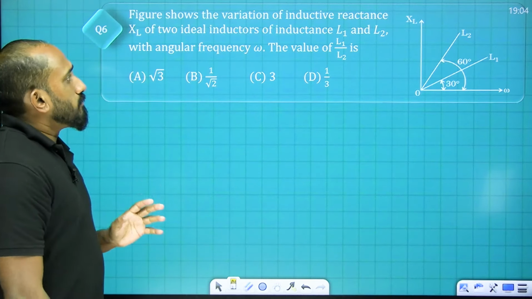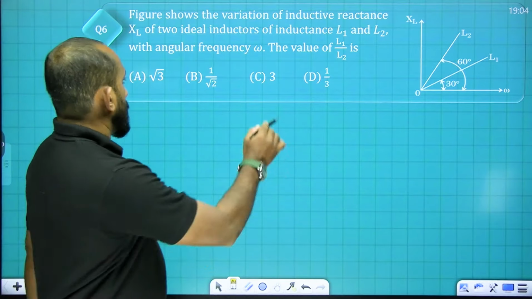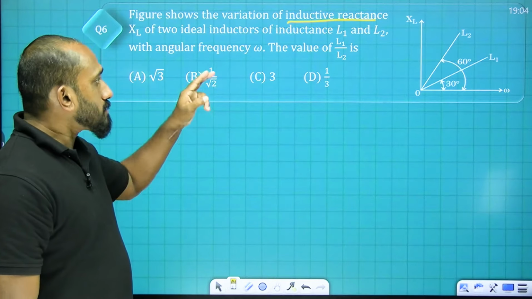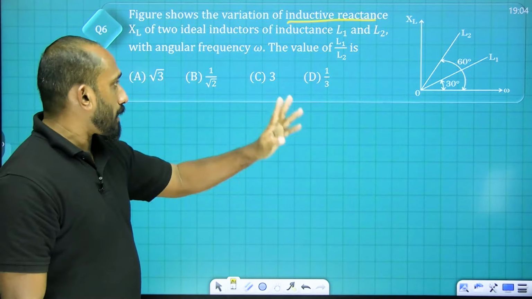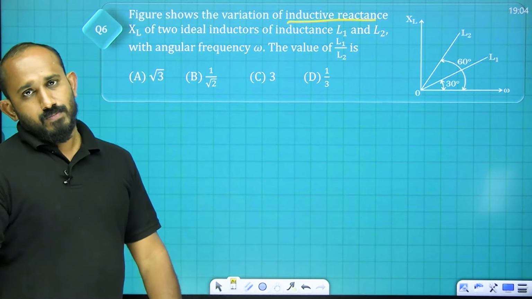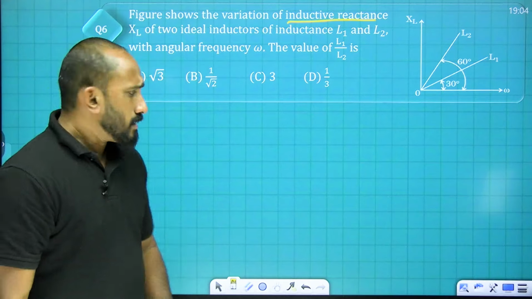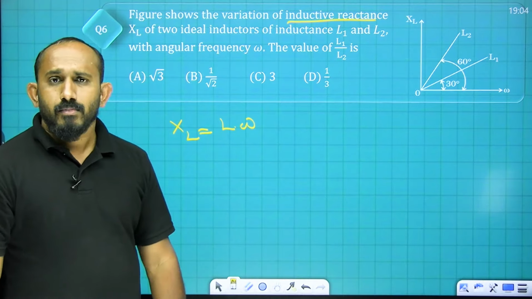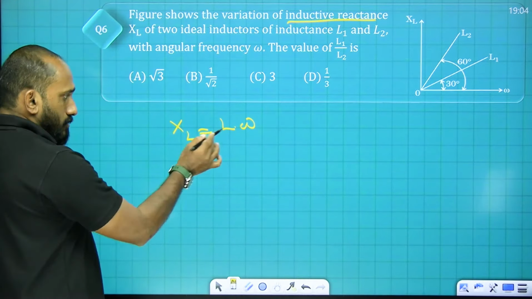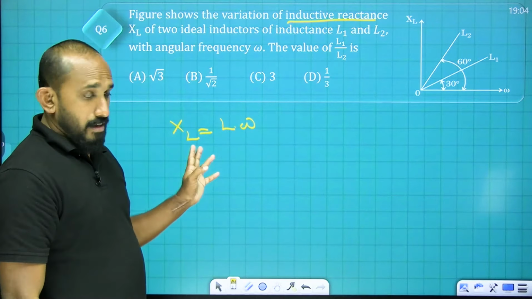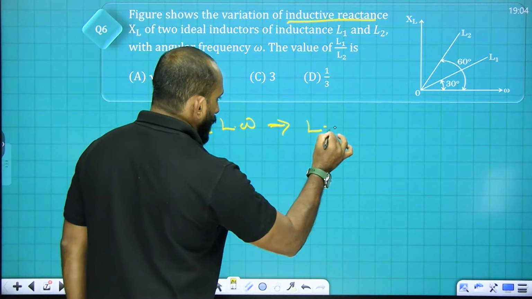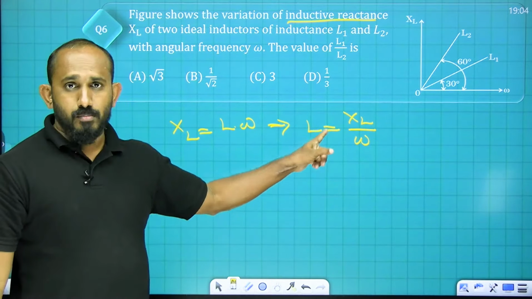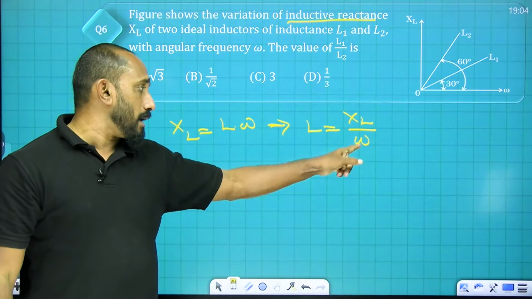The figure shows the variation of inductive reactance XL of two ideal inductors of inductance L1 and L2 with angular frequency omega. The value of L1 by L2 is? So, a best concept of theory. You know, inductive reactance XL is equal to L into omega, where omega is the angular frequency. So from this equation, L will be equal to XL by omega. Self-inductance will be inductive reactance by omega.